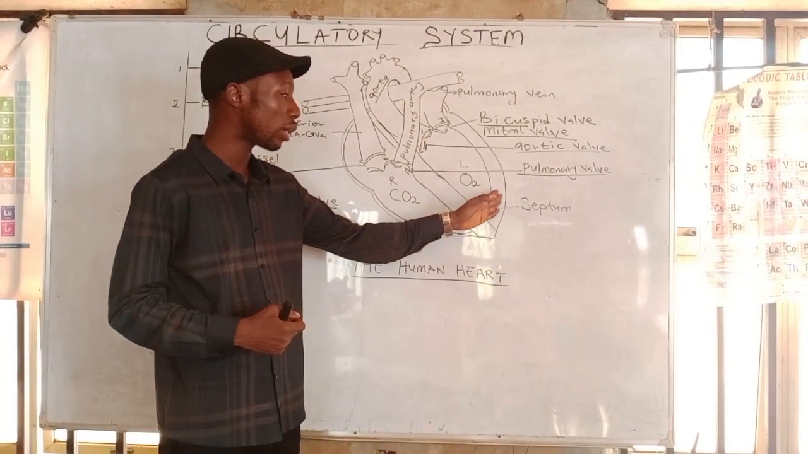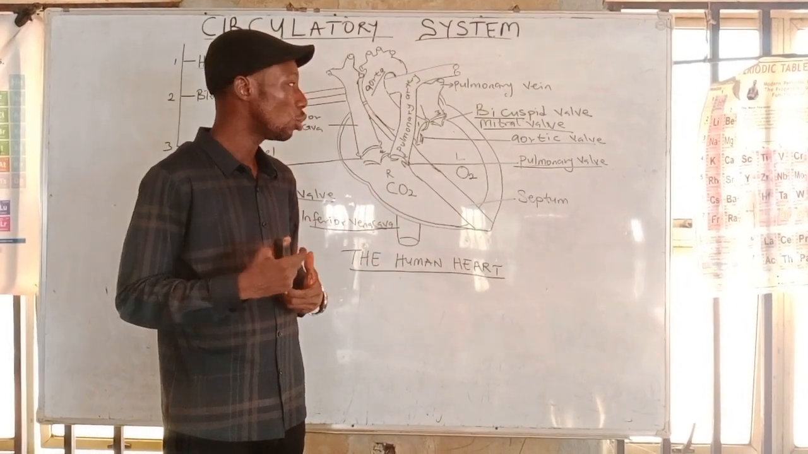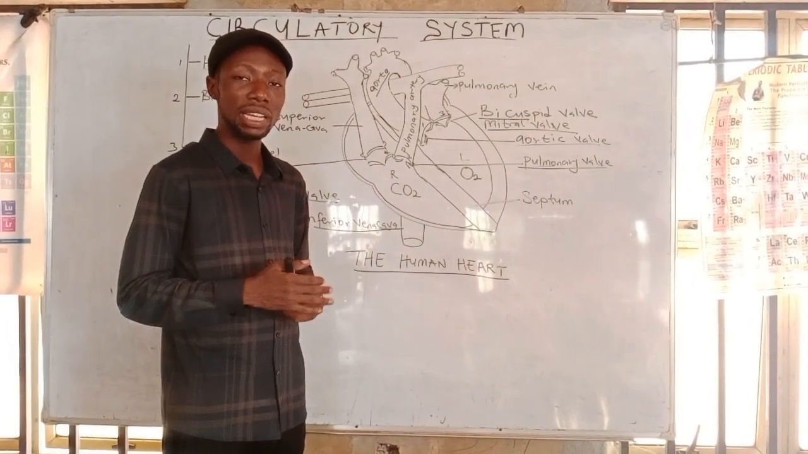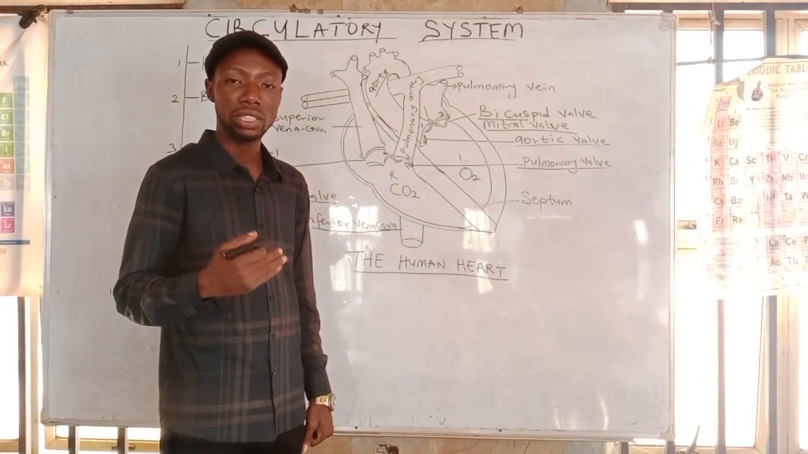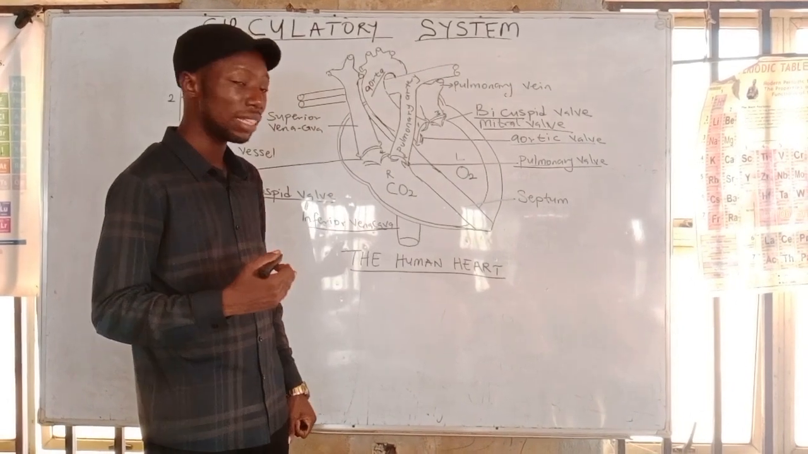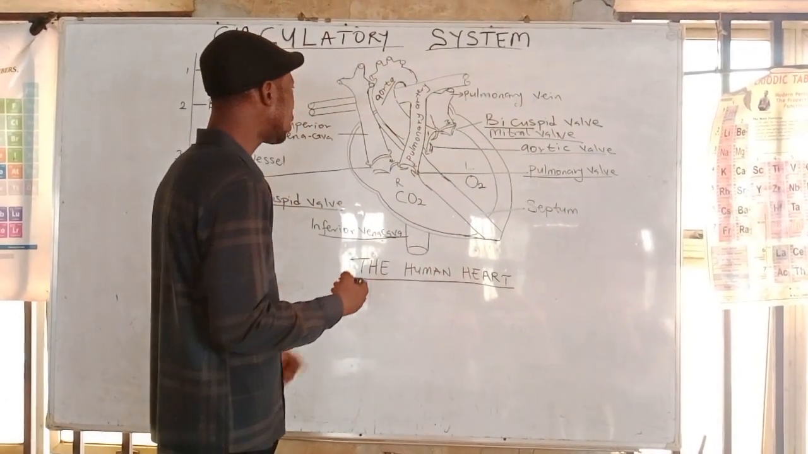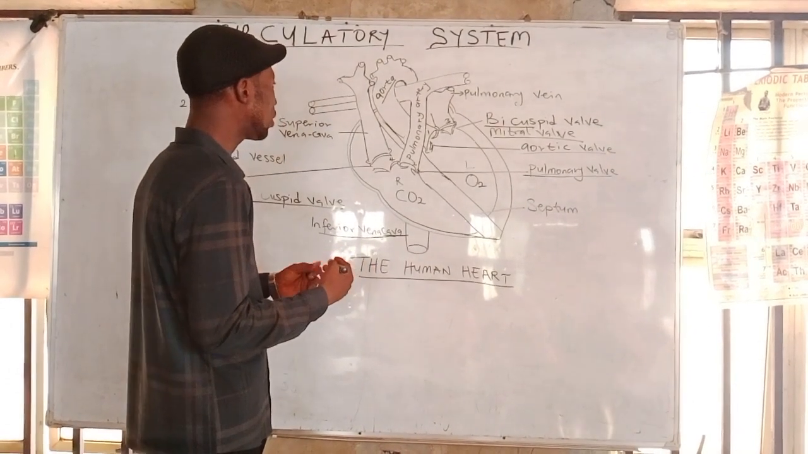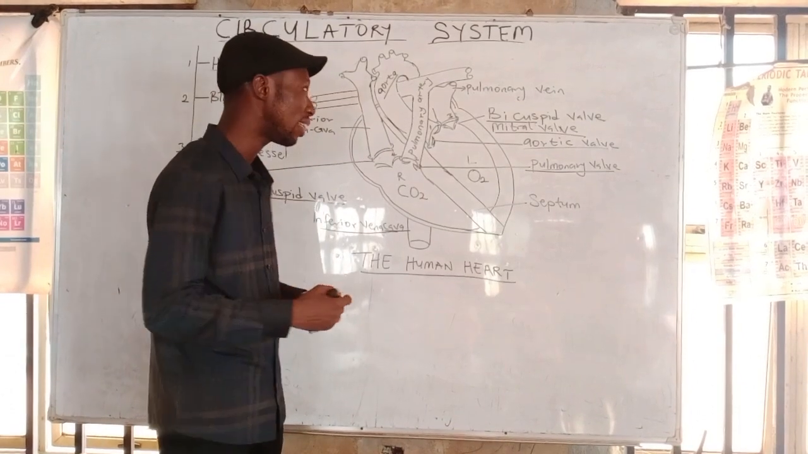The pumping action here of the left ventricle contracts to pump blood to different parts of the body except the lungs. Such circulation of blood is known as the systemic circulation. Then another thing we should look at now is the different routes through which blood enters or leaves the heart.